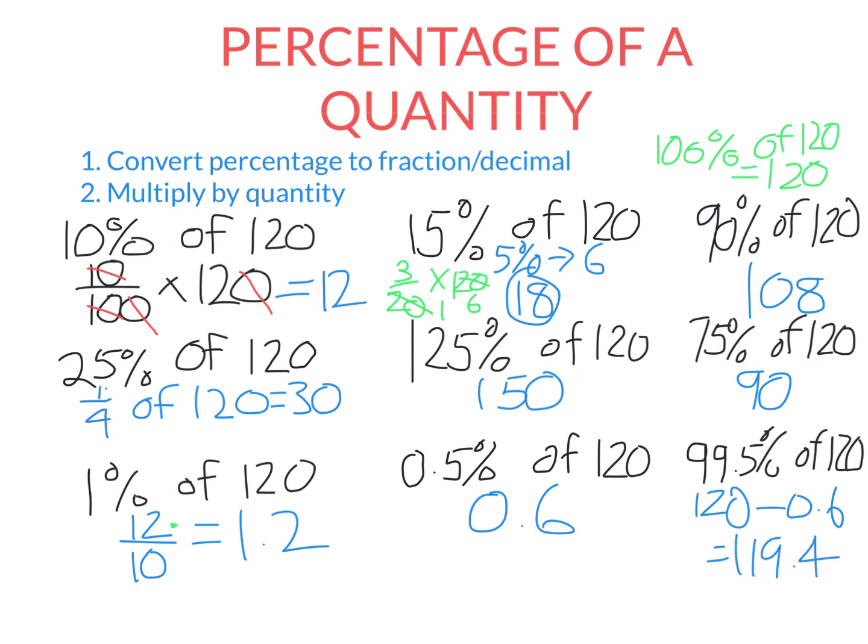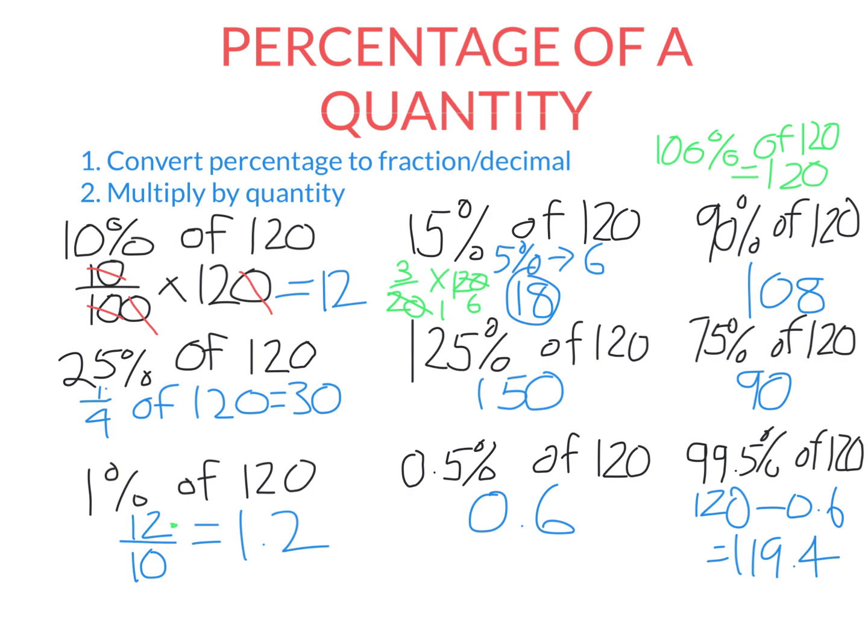119.4. So once again, the sort of proper way to do it is we could convert the percentage to a fraction or decimal and then multiply. We could have done that for any of these, but a shortcut way, sometimes you can find 10% of a number and that will allow you to find other percentages of a number. Also remember, 25% is a quarter. If you can find 25% of a number, you can use that to find other quantities.